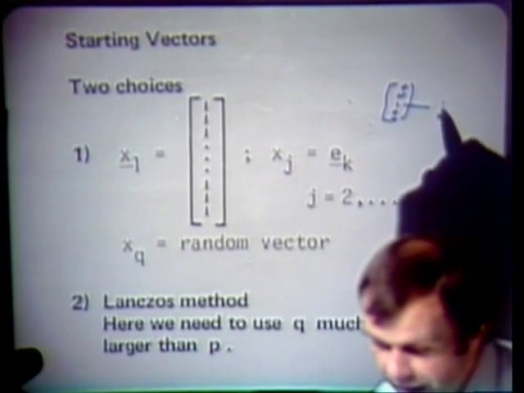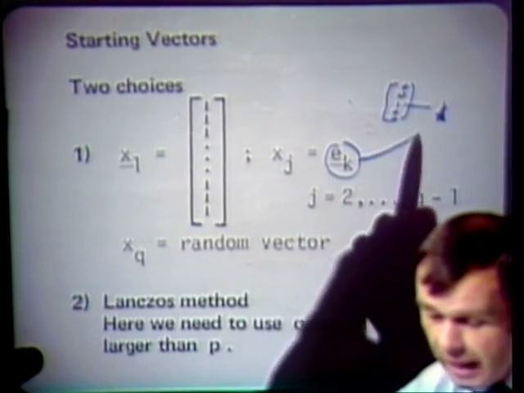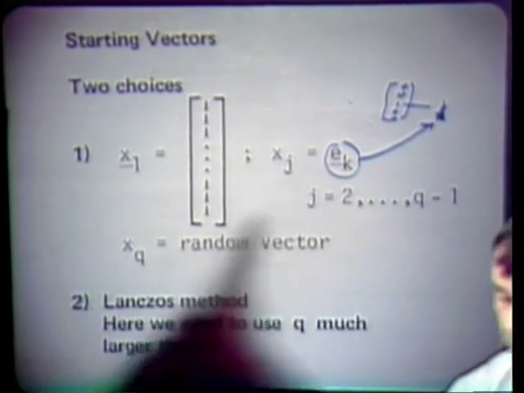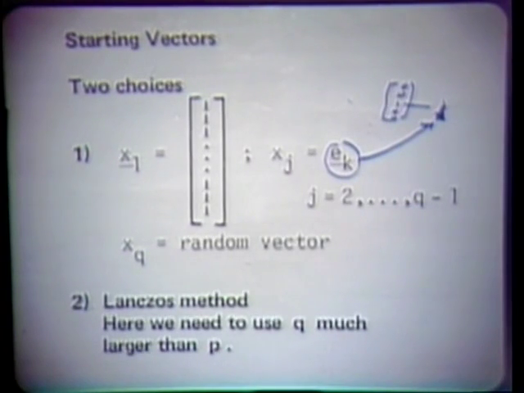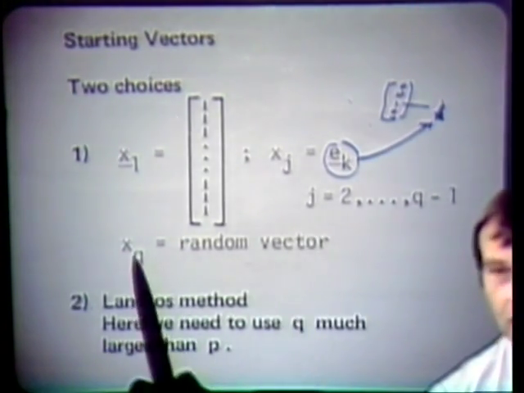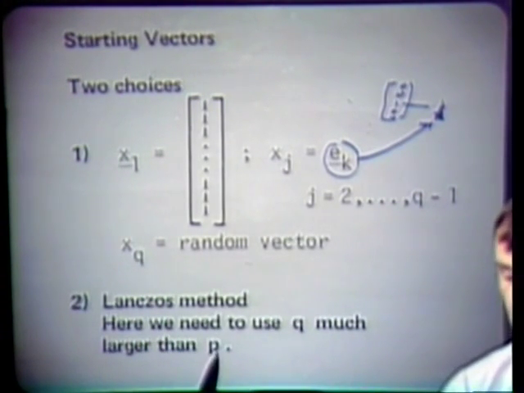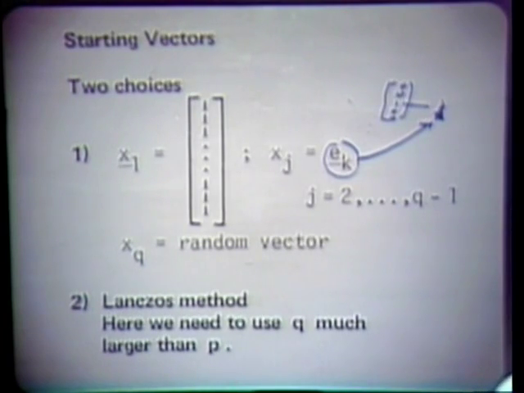Sorry, the k's entry for e_k. e_k has in the k's entry a 1, and otherwise zeros everywhere. These would be the second to the q minus first vectors, and for the last vector we take a random vector. That is one choice of starting vectors. The Lanczos method can also be used to generate starting vectors very effectively.